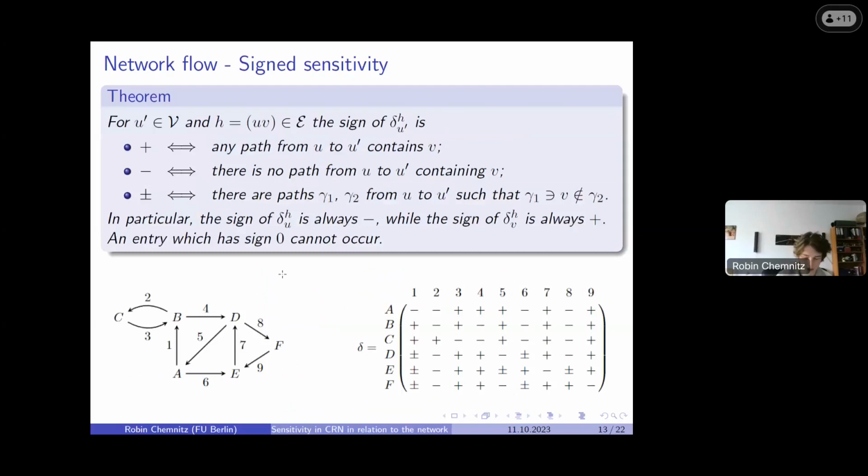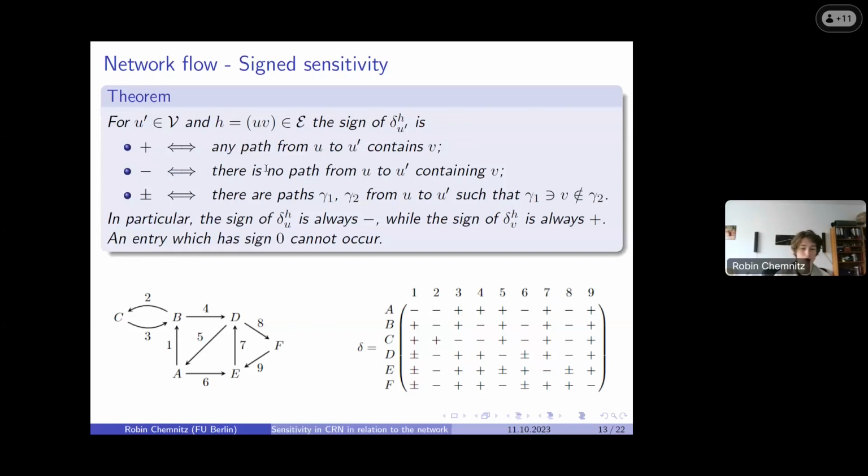Right, actually, I wanted to say that after this theorem, because this is the theorem that tells you how the sensitivity is. If you have a target node U prime and you perturb some edge H from U to V, then we can exactly determine what the sign is for each of these nodes. And that is: are there paths from U, the source node of H, to U prime that contain the target node of the edge, V? So basically, is this path spanning the edge H? If that is the case for any path, then the sign will be positive.